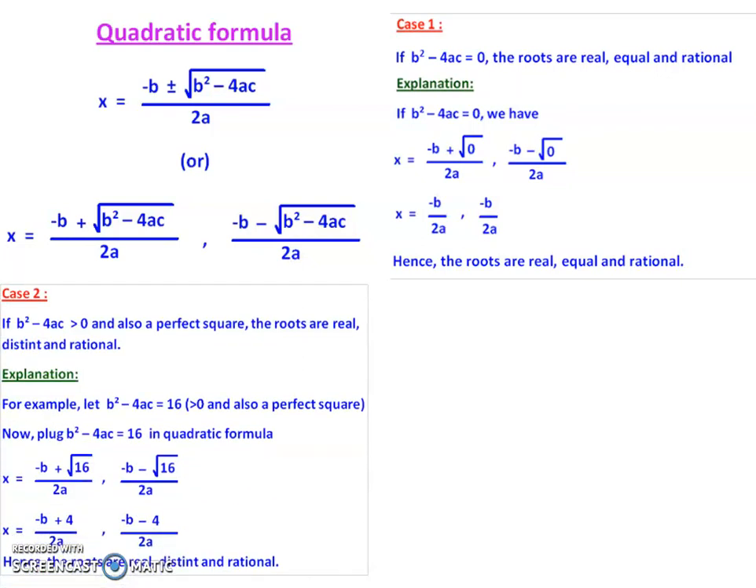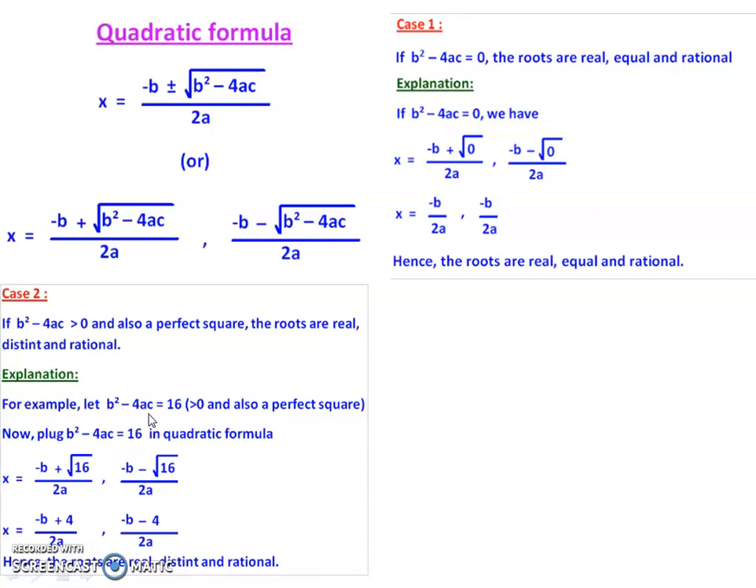Next, case 2. If b square minus 4ac is greater than 0 and also a perfect square, the roots are real, distinct and rational. Now, look here. Here you have b square minus 4ac inside a square root, isn't it? B square minus 4ac is lying inside a square root. If you are getting a perfect square inside this, you will get a perfect square root number as the answer. That is what is happening here.